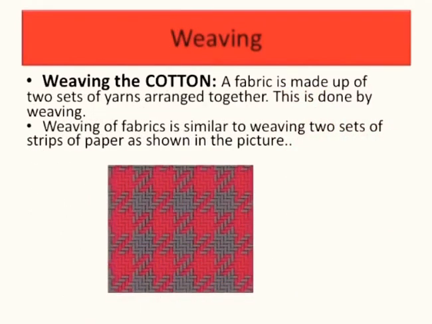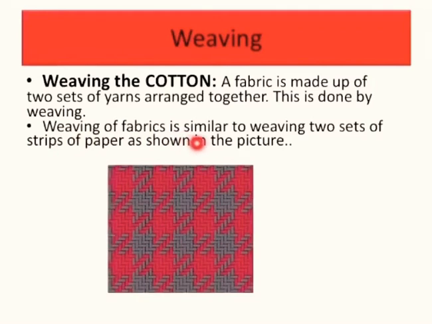Now next is weaving. Weaving the cotton. A fabric is made up of two sets of yarn. Now yarn is made from the fibers of the cotton. Now we have to convert yarn into fabric, and that fabric is made up of two sets of yarns arranged together. This is done by weaving.